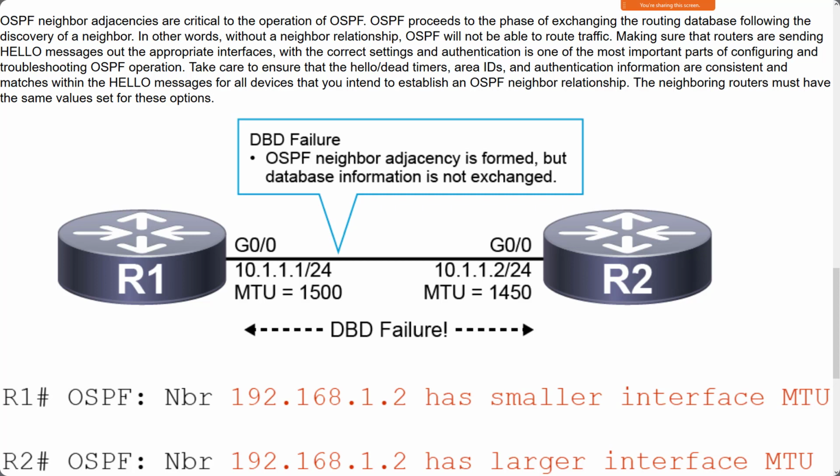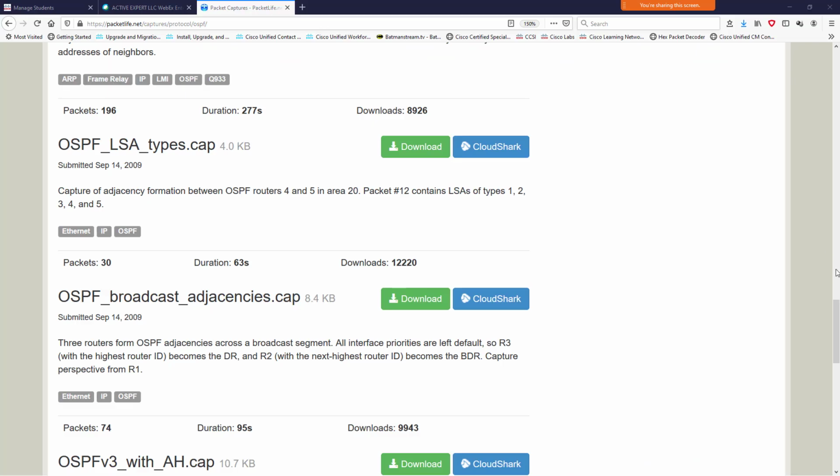adjacency. They'll keep moving from what we call the ExStart and Exchange state, flapping back and forth. They'll get past the two-way state. They'll recognize each other. They know that they can form an adjacency, but they cannot move into the ExStart, Exchange, Loading, and Full states. Let me pull up something real quick here to show you what I'm talking about.